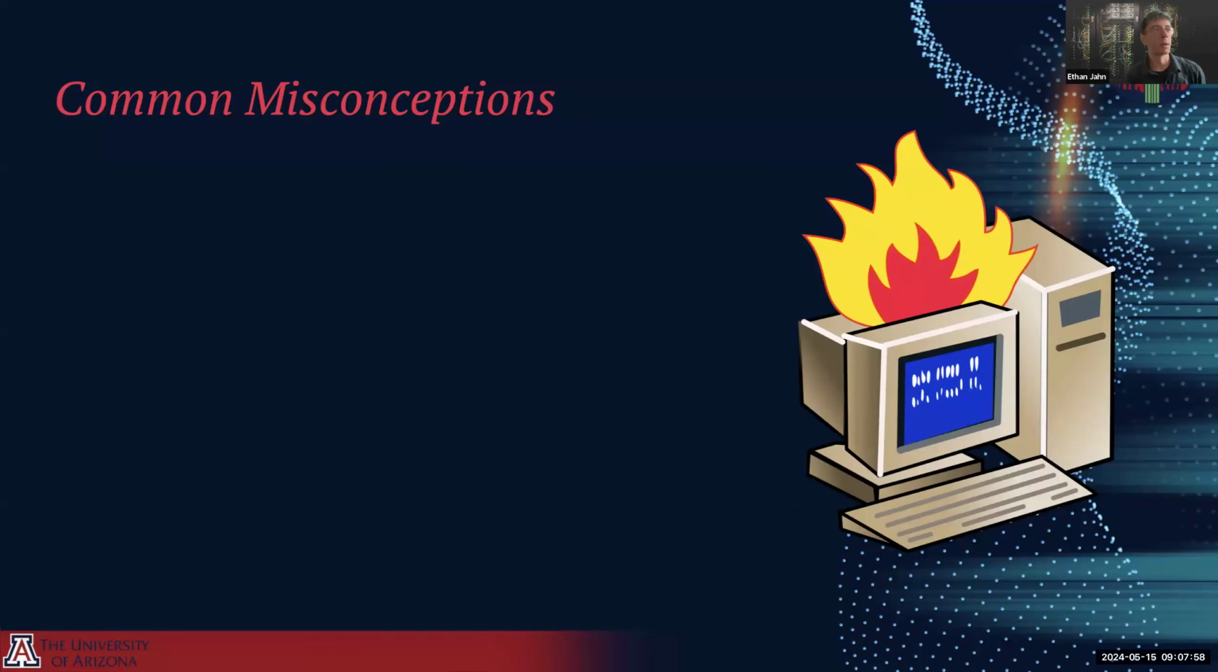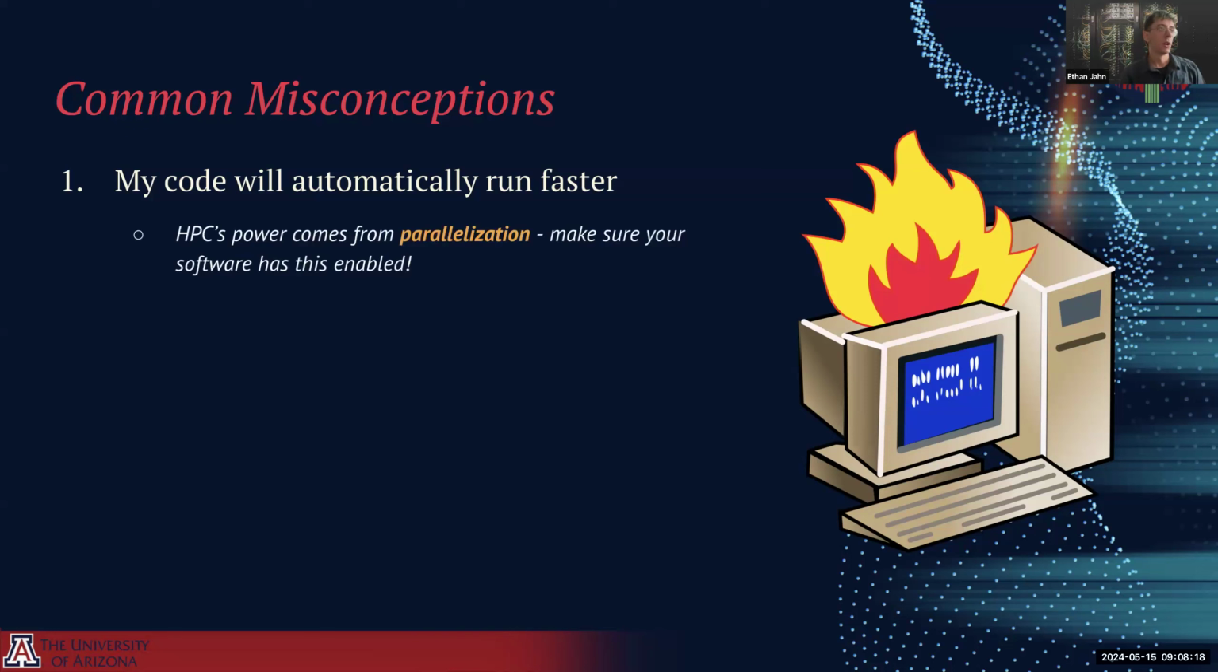So let's clear up some common misconceptions about the HPC or about supercomputers. So one common misconception is that if I have a Python script that I'm running on my laptop and maybe it's taking too long and I want to analyze my data faster, I can just put it on the HPC. Unfortunately, the answer to this is no. My code will not automatically run faster if I just put it on the HPC and change nothing about it. HPC's power comes from parallelization. So in order to make your code run faster, you need to make sure that your code is actually able to use the parallelization capabilities of the HPC.